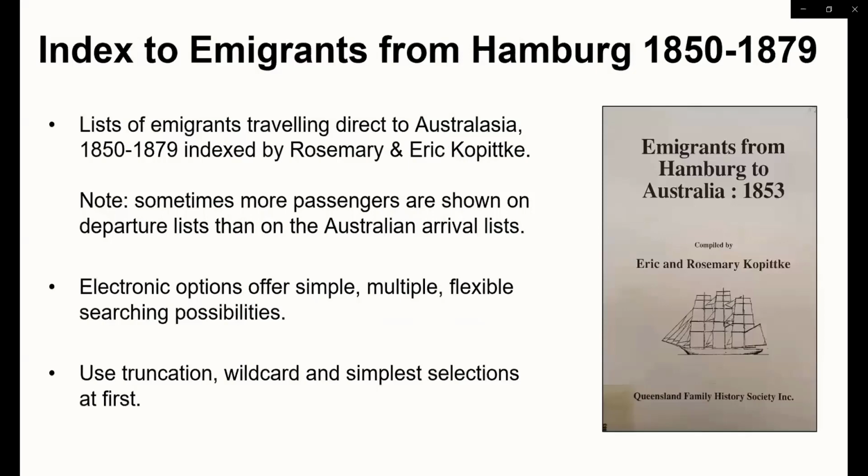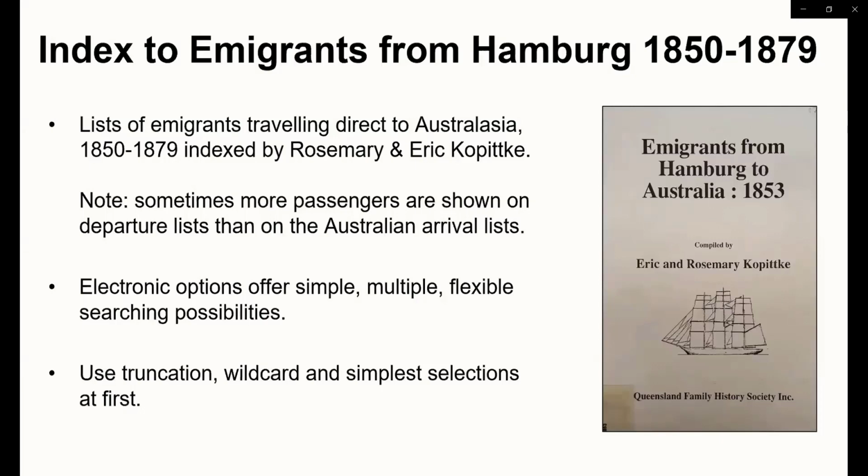Fortunately for us, Eric and Rosemary Kapitke have meticulously transcribed the records of emigrants from Hamburg to Australia from 1850 to 1879 and provided an excellent resource for information on German emigrants coming to Australia and New Zealand in this period. They're available in printed book format and on CD-ROM. They offer a number of flexible search options and include useful glossaries of occupations translated from the German, some interpretation of German place names, and shipping intelligence reports for each vessel.